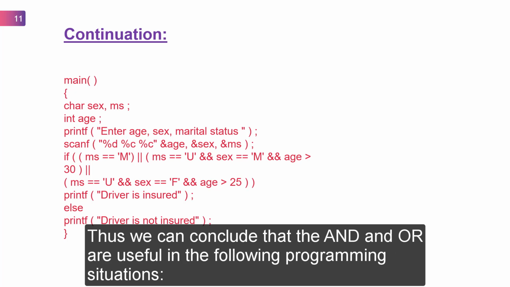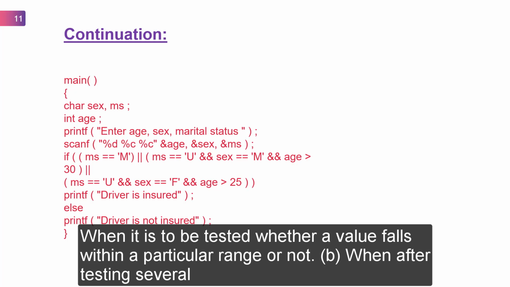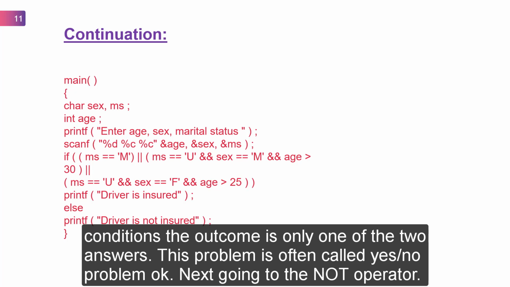Thus, we can conclude that the and and or operators are useful in the following programming situations: when it is to be tested whether a value falls within a particular range or not, and when after testing several conditions the outcome is only one of two answers. This problem is often called a yes or no problem, okay?